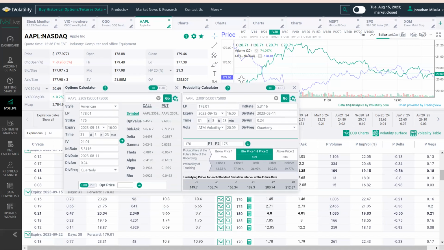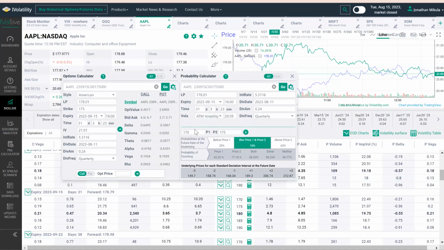So kind of the way I look at this when I'm doing this analysis is I'm saying, okay, I was just looking at premiums. They're not super cheap. They're not super expensive.